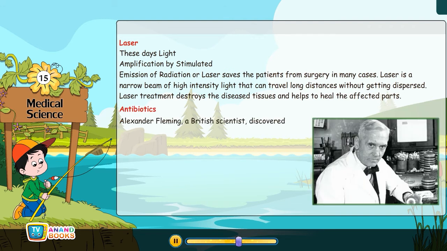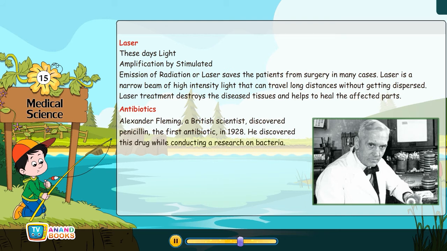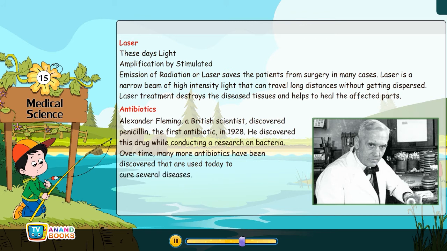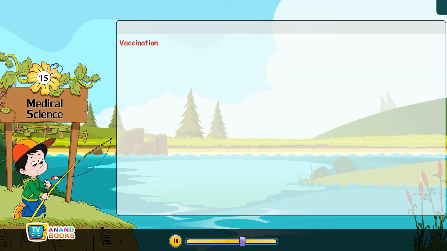Antibiotics. Alexander Fleming, a British scientist, discovered penicillin, the first antibiotic, in 1928. He discovered this drug while conducting a research on bacteria. Over time, many more antibiotics have been discovered that are used today to cure several diseases.